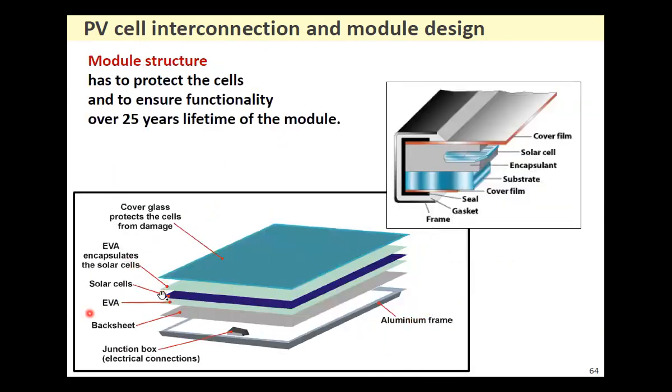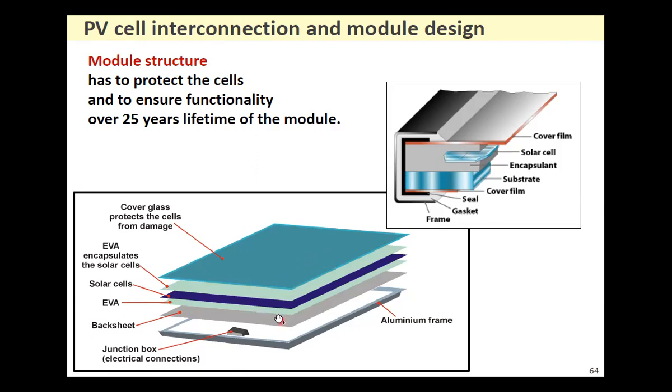What is this? This is the module structure. You have seen the solar panels. So this is the cover glass, and this is another layer, and then you have solar cells, and this is the layer which is encapsulating or laminating these solar cells, and this is the cover glass.